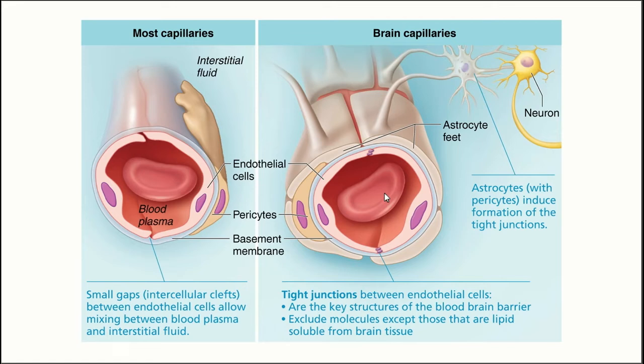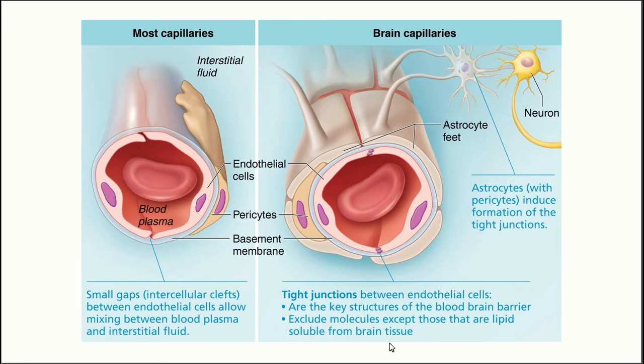So what it basically means is that the blood-brain barrier makes it more difficult for substances within the blood to leave the bloodstream and enter the nervous system tissue. So essentially these brain capillaries are less leaky or less permeable than typical capillaries in the body.